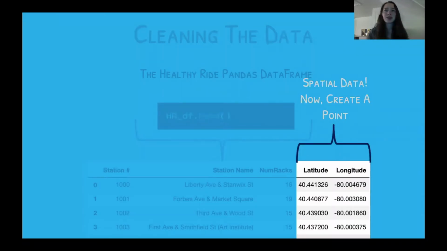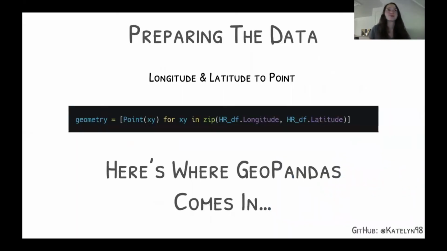Now from this pandas data frame, we can take the longitude and latitude and use the Shapely library to create a point to give this data some geometry so it can eventually be turned into a geodata frame. To create the point, we will zip the longitude and latitude points from our pandas data frame into a point. Here's where GeoPandas comes in.